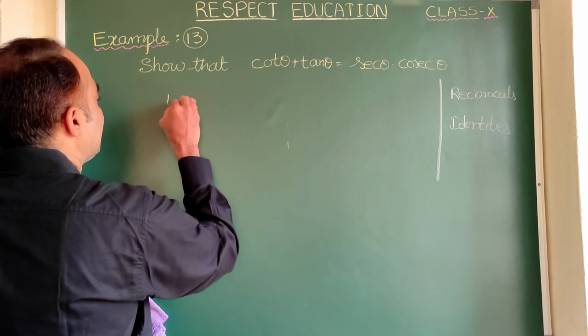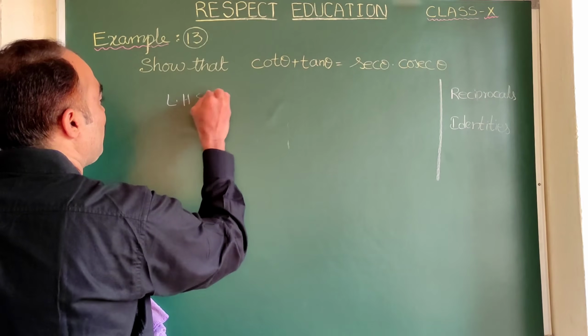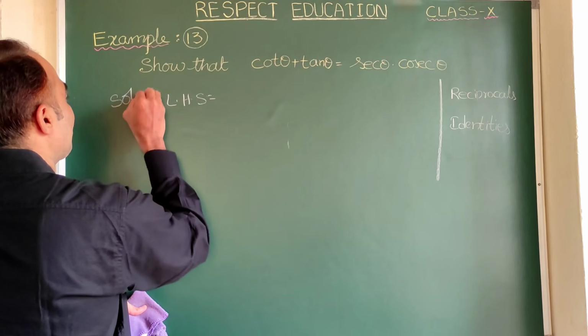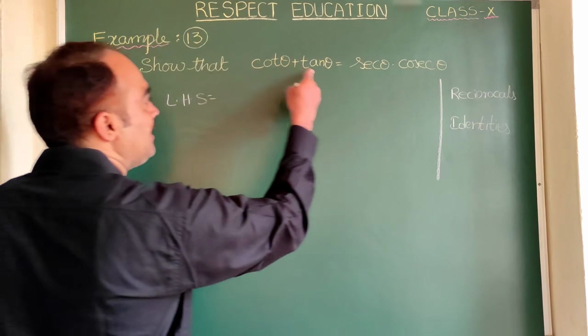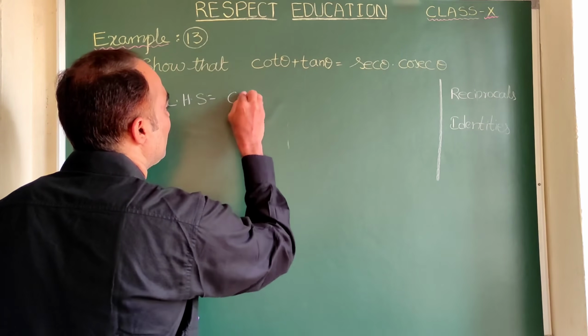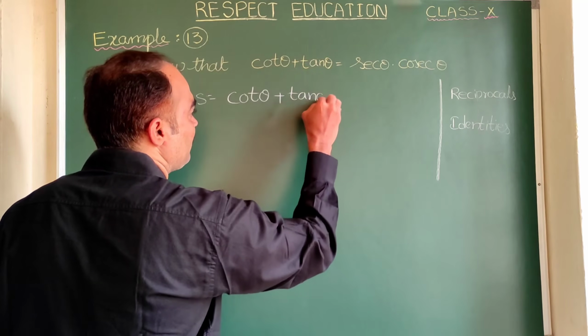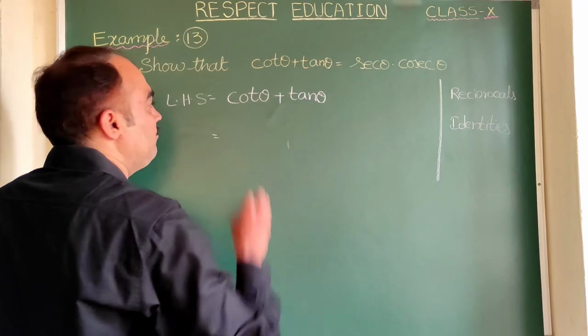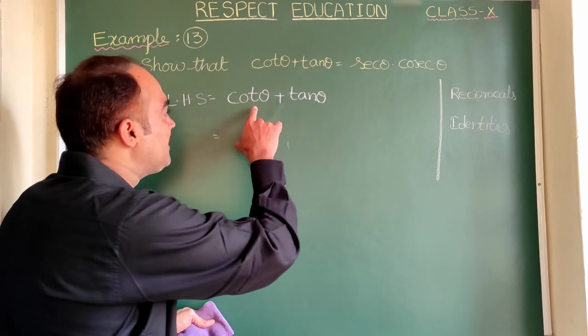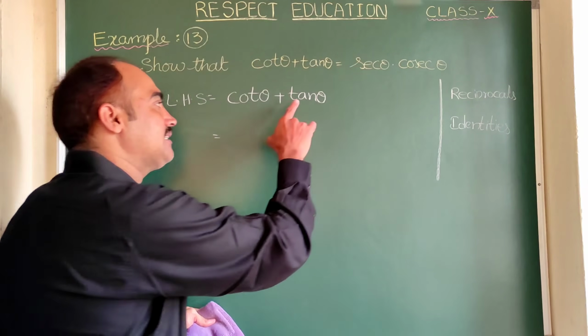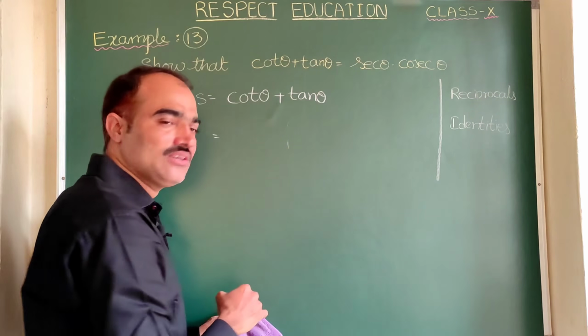Consider LHS, the left hand side part of the problem. Here tell me what is LHS? Cot theta plus tan theta. Better, first we can convert cot theta in terms of sin theta and cos theta. Same way tan theta also in terms of sin theta and cos theta.